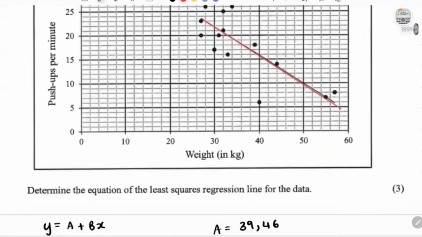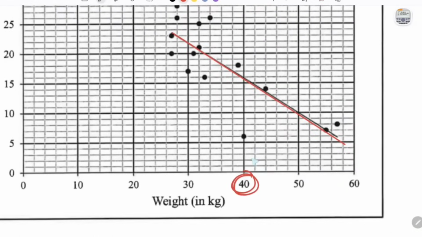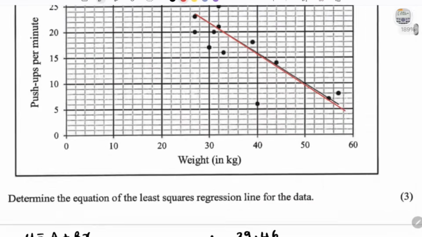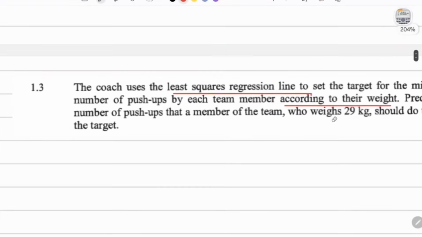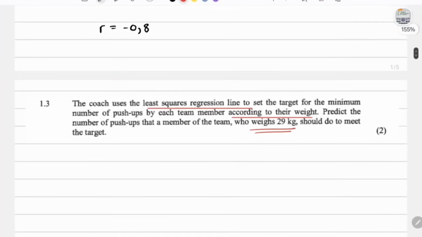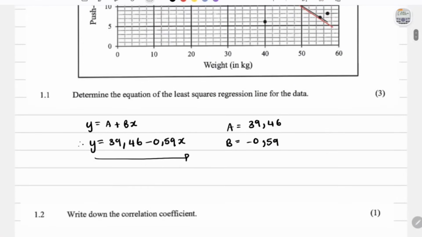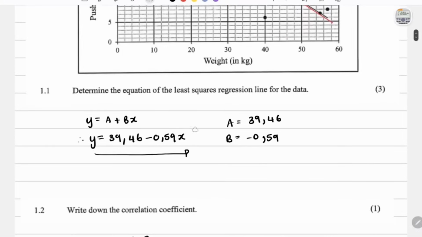Okay, so if you have somebody that, for example, weighs 40 kgs, this person is supposed to do this amount of push-ups. So once you reach there, you go to the side and you see that the person is supposed to do about 16 push-ups. Okay, depending on how we look at it, it actually is on that line. So this person should reach 16 push-ups based on their weight. Okay, now the question specifically was a learner who weighs 29 kgs. So you can use the graph, you can actually use the equation. This would be better because remember that the equation of the line of best fit is represented by this line. So you can actually just use this equation straight away and get that answer.